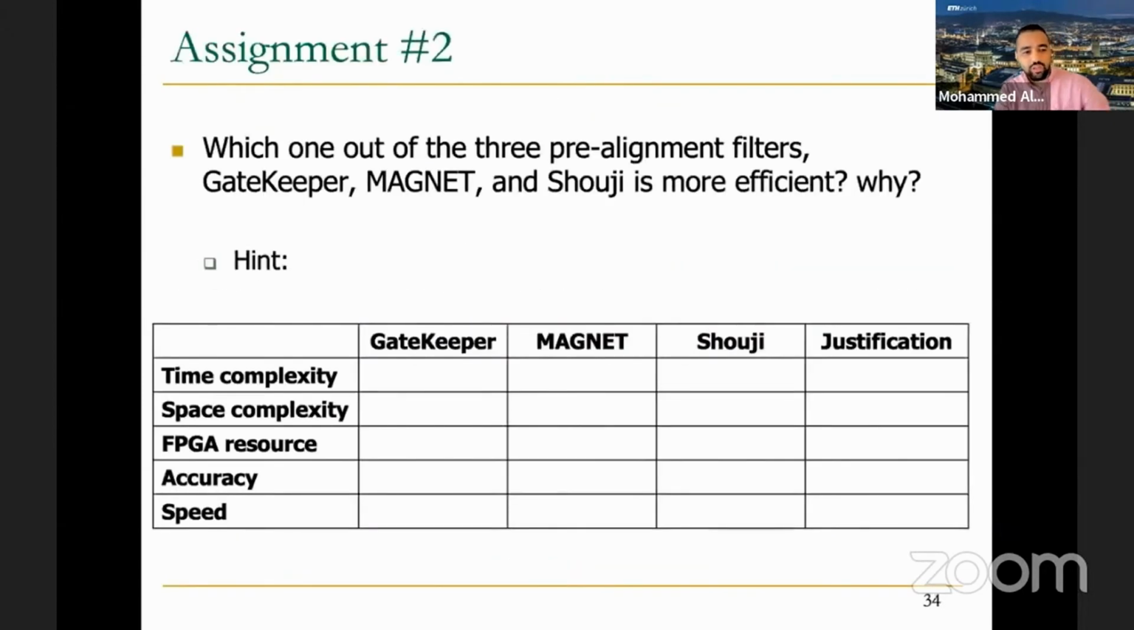Yeah, this is the homework. So now you're given GateKeeper, Magnet, and Shouji. Can you summarize the time complexity, space complexity, FPGA resources, accuracy, and speed? I need your help to solve this, to summarize these metrics, and tell me, based on this, which one is better, okay? This is optional homework, up to you whether you want to solve it or not, but if you do, please send it over email, and we can discuss it.